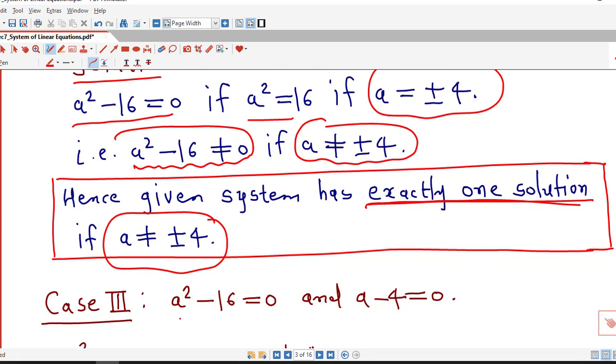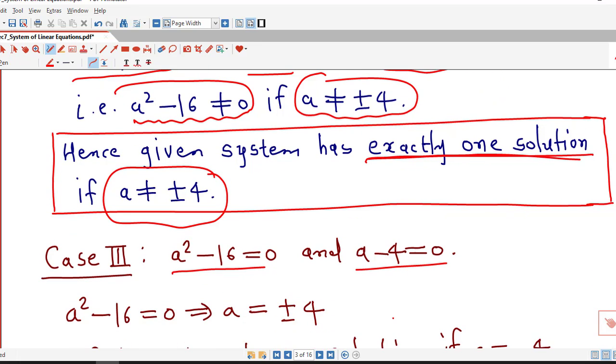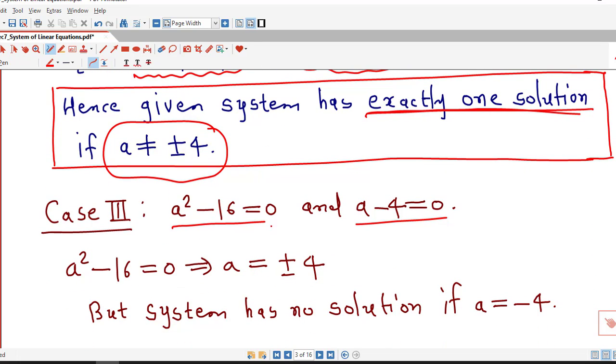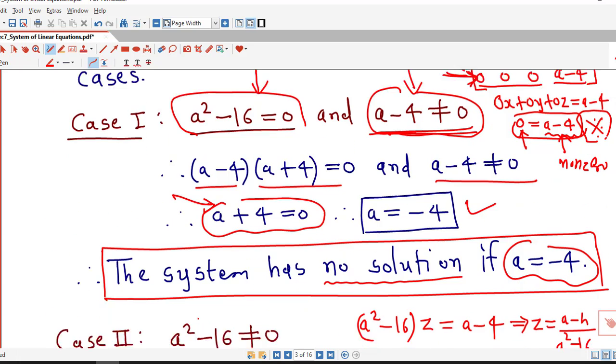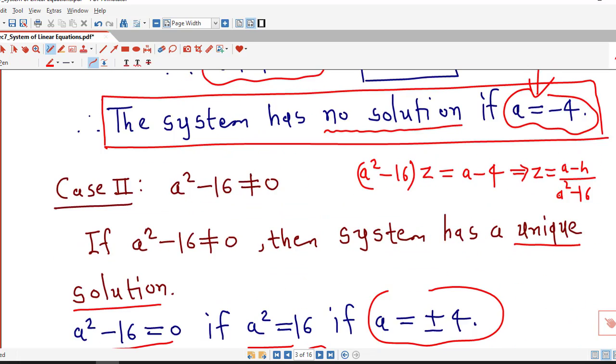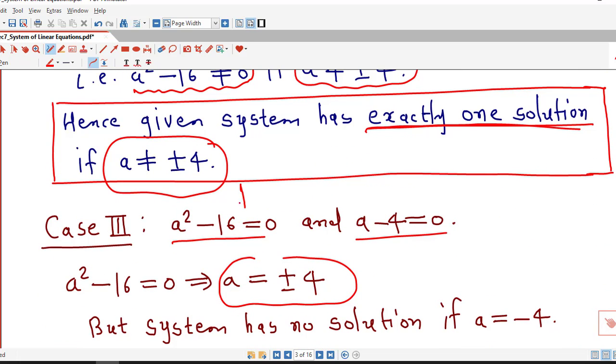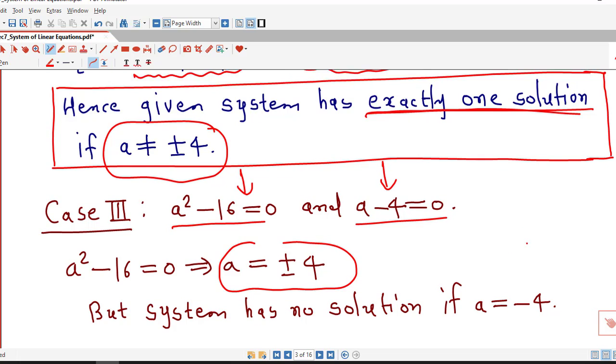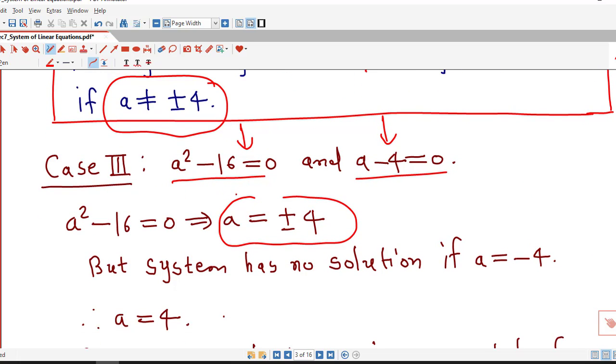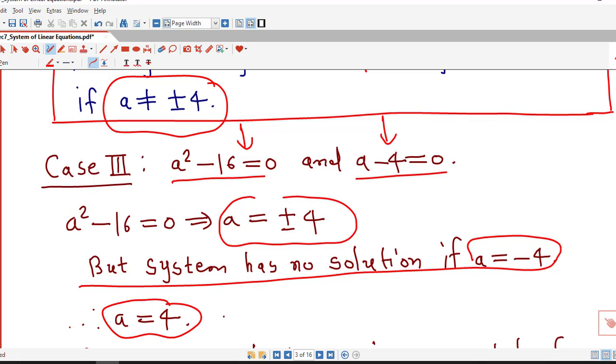Now the third case is a² − 16 is 0 as well as a − 4 is 0. So if we take the intersection, if a² − 16 is 0, a equals plus or minus 4. But as we have seen in the first case, the system has no solution if a equals −4. So the intersection of these two conditions is a equals 4, because a² − 16 equal to 0 implies a equals plus or minus 4, but the system has no solution if a equals −4. Therefore a must be equal to 4.